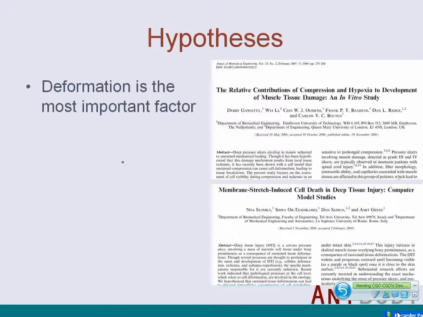So I'd like to dig a little bit deeper into these two hypotheses, and I'd like to highlight these two publications. The top one is from 2006, and that study was done by Casimir FE-model and from this Dutch research group, and they looked into the relative contribution of compression and hypoxia when developing muscle tissue damage.